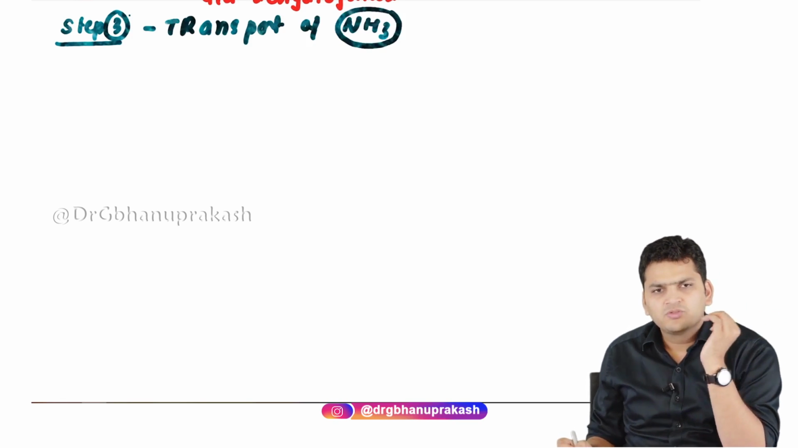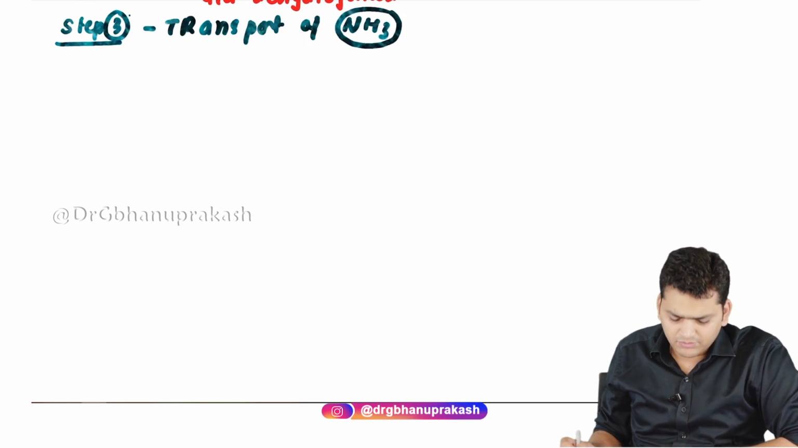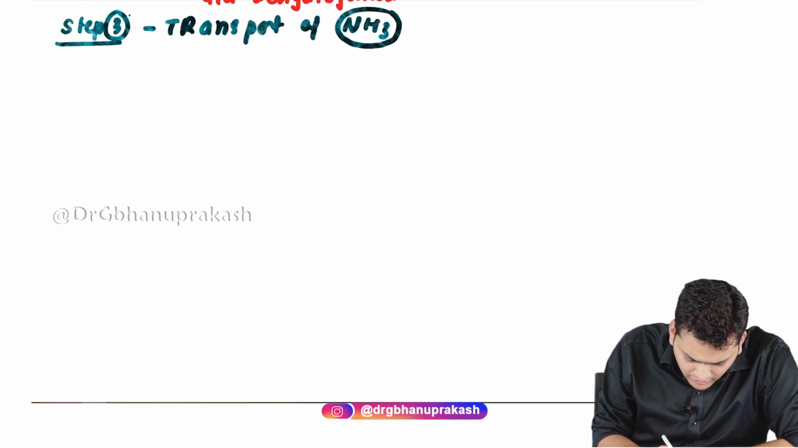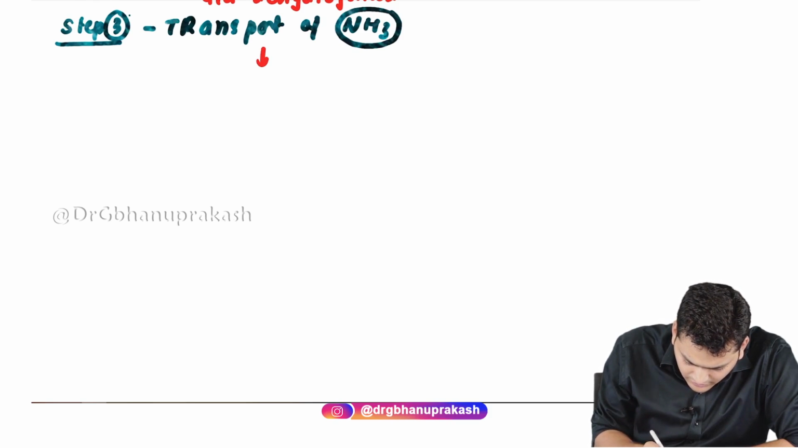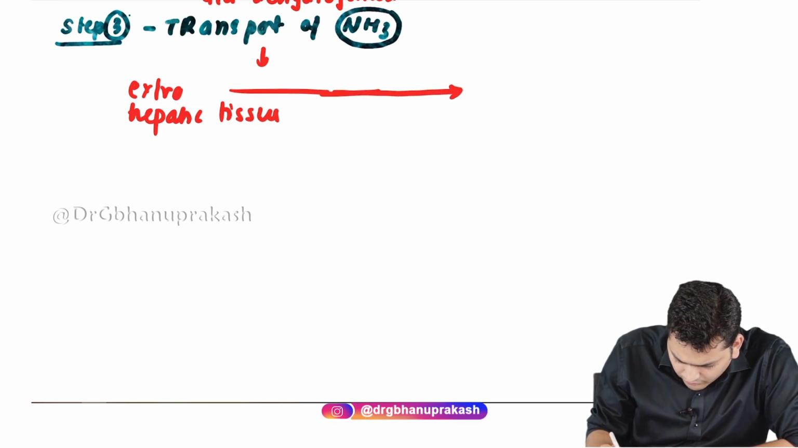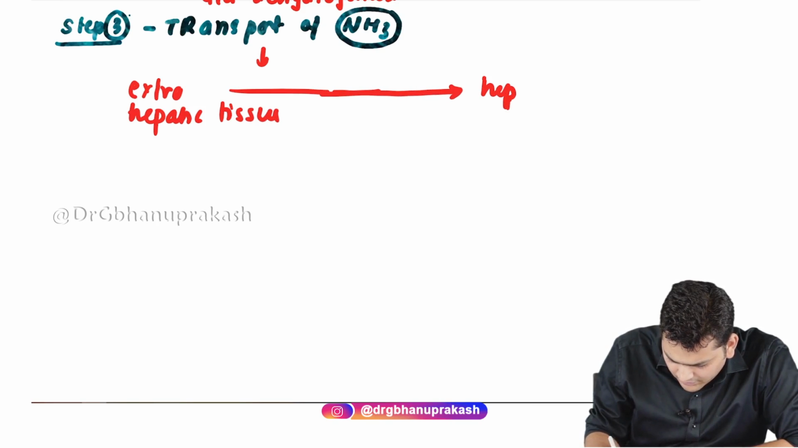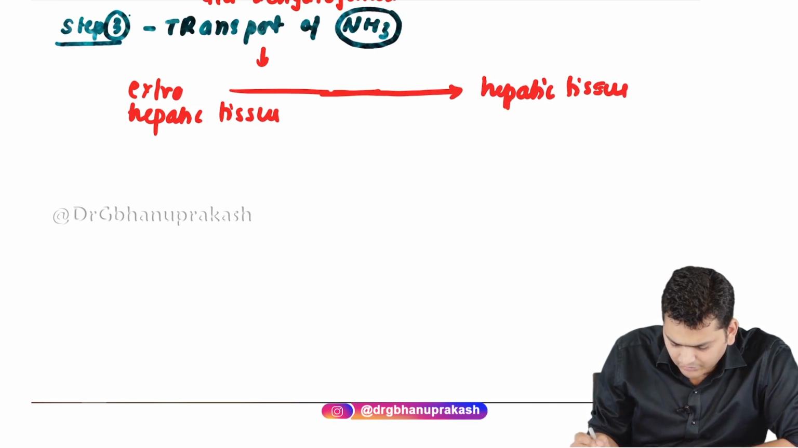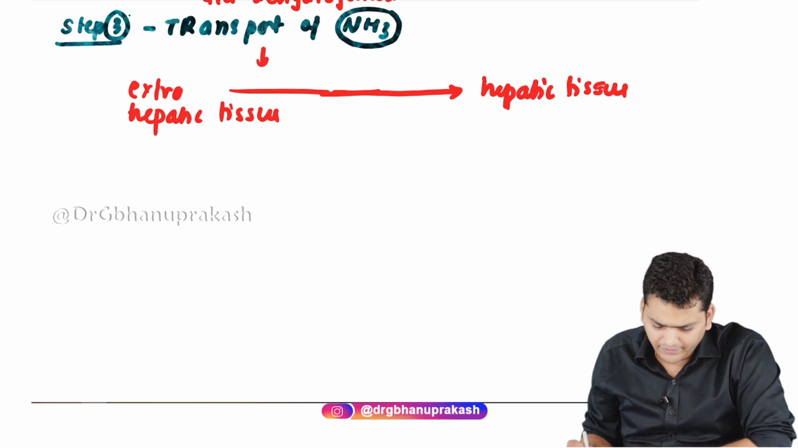Transport of ammonia. So from where to where are we going to discuss the transport? From the extrahepatic tissue to the hepatic tissue. We will start the journey from the extrahepatic tissue. It can be muscle, it can be brain, it can be any extrahepatic tissue, and will go all the way to the hepatic tissue. This is what we are trying to achieve.